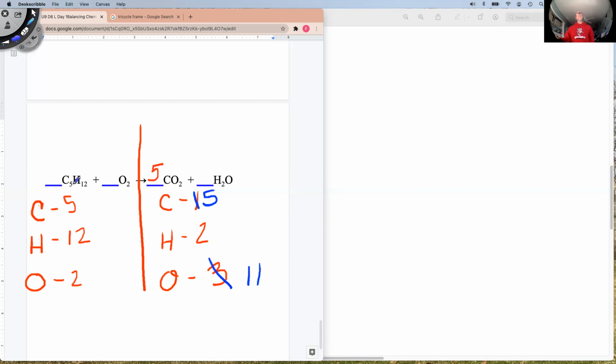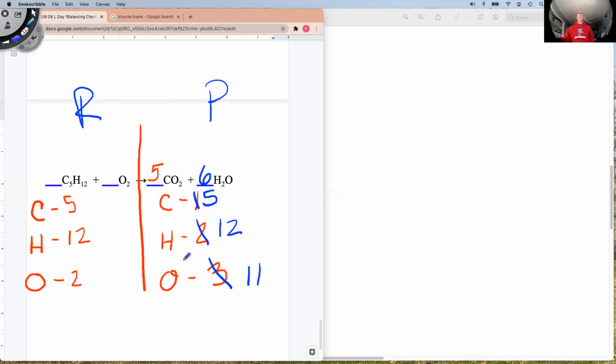Let's take a look at the hydrogens. I have 12 hydrogens over on the reactant side, right? And I only have 2 over on the product side. So how can I multiply and turn 2 into 12? Multiply by 6. So I'm going to multiply this by 6. I'm going to turn that into 12. So now my carbons are balanced. My hydrogens are balanced.